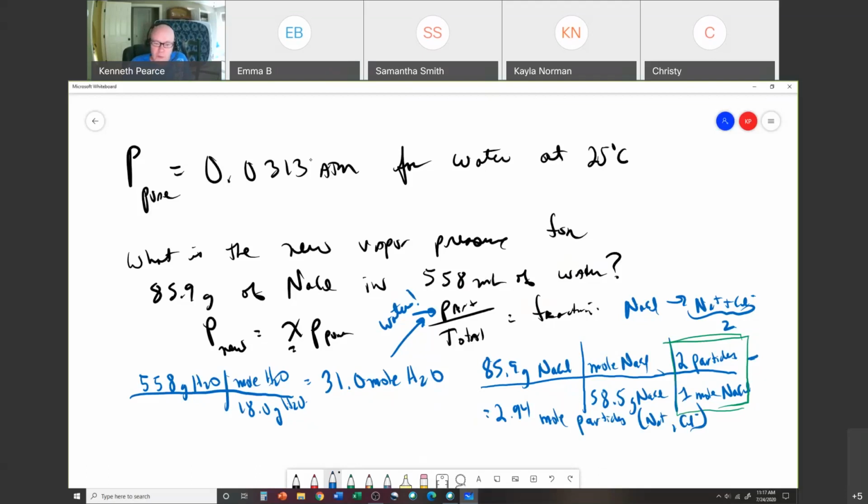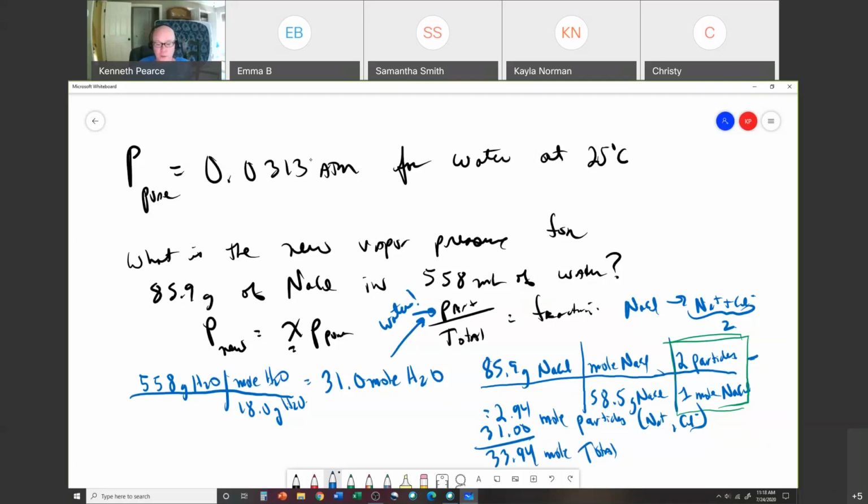All right. So now I can go ahead and get the total here. So now the total is that moles of particles of sodium chloride, 2.94, plus the 31.0, and that gives you 33.94 mole total, because you got to add in the particles of water that you have. Okay, so the total is everyone. So we've got the moles of sodium chloride particles, 2.94 moles. We have the moles of water, 31 moles, quite a bit. And we have a grand total of 33.94.